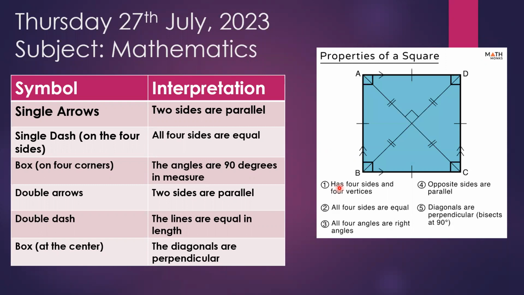Yes, Deshaun. Deshaun, are you there? Yes, sir. What does the box at the center mean? Like this box right there. This box at the center, what does that mean? The diagonals are perpendicular. Very good, the diagonals are perpendicular.